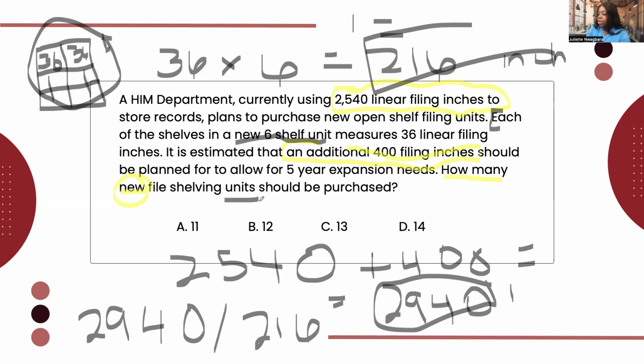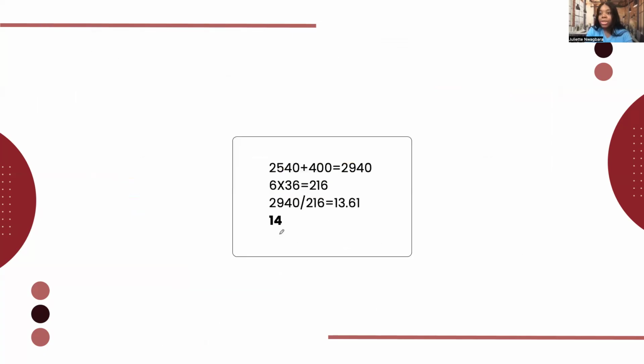Okay, so when I do that math, 2,940 divided by 216, 13.61 is what I get in my calculator. All right, 13.61. So based off of that, is the answer going to be C or is it going to be D? Well, you need to have enough space to handle all of the space that you need. So your final answer is going to be 14 because you can't get 13. If you get 13, then you are still going to need more space.